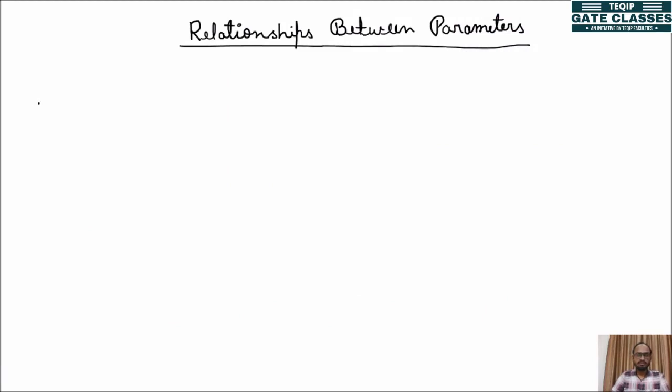Today we are going to start with the topic relationships between parameters. As we have already discussed the 6 parameters of two-port network in the previous lecture, we are going to start with this topic. First of all, we will see the relationship between Z and Y parameter, that means impedance parameter and admittance parameter. Take the equations of Z parameter and Y parameter here.